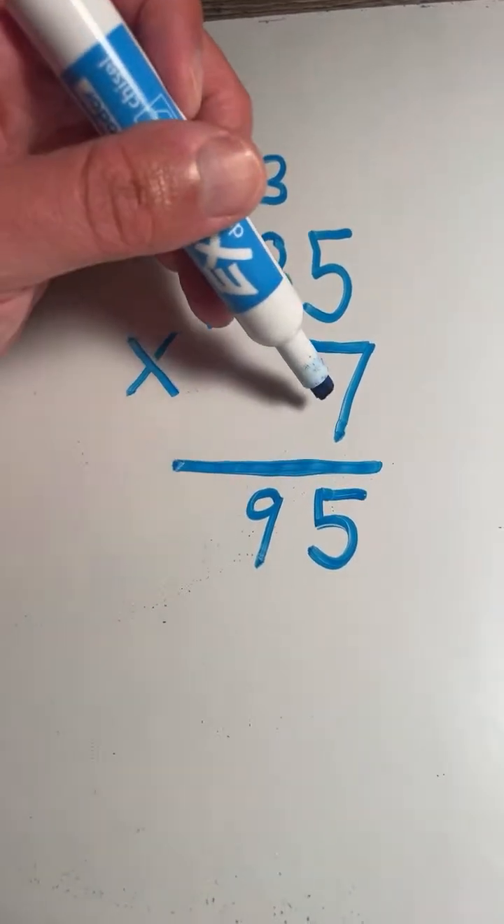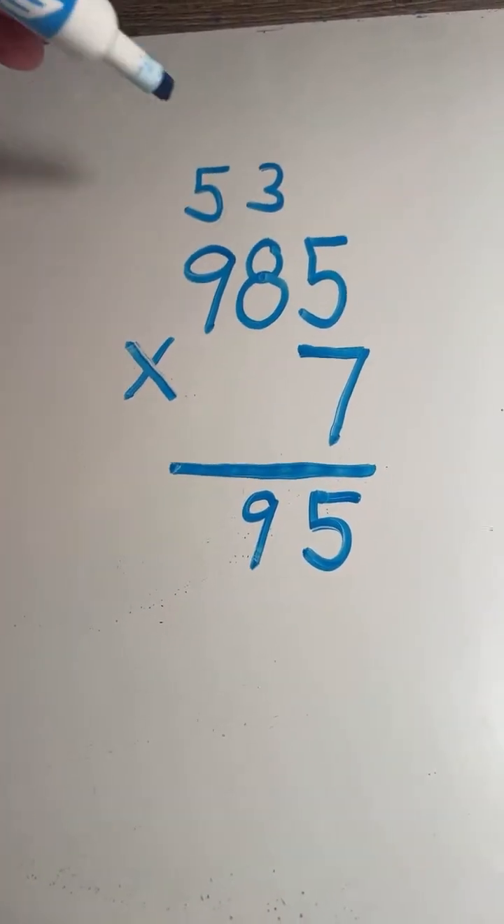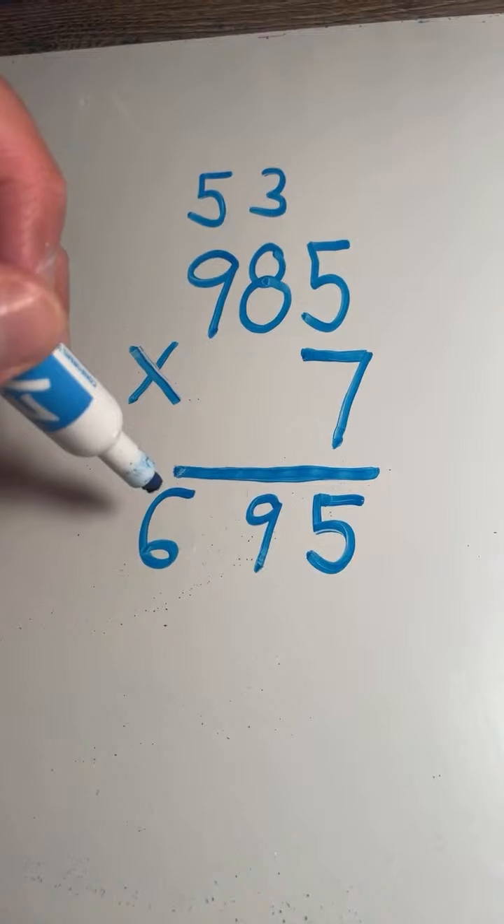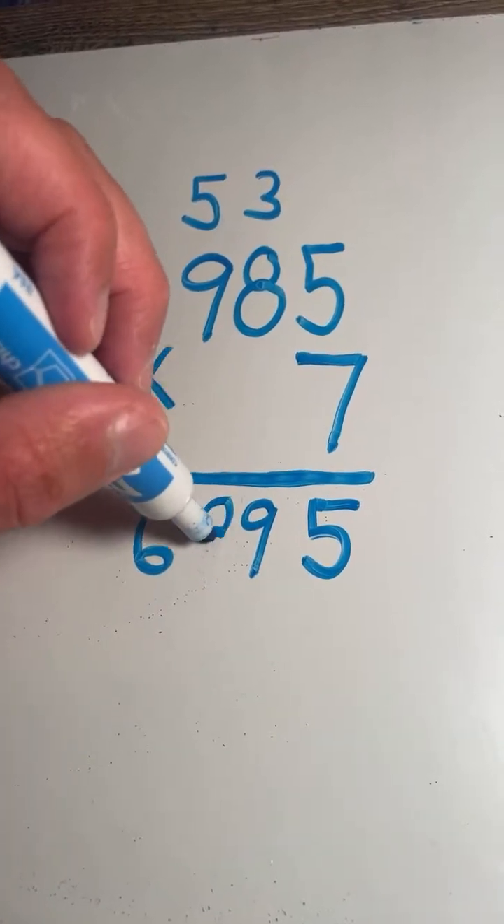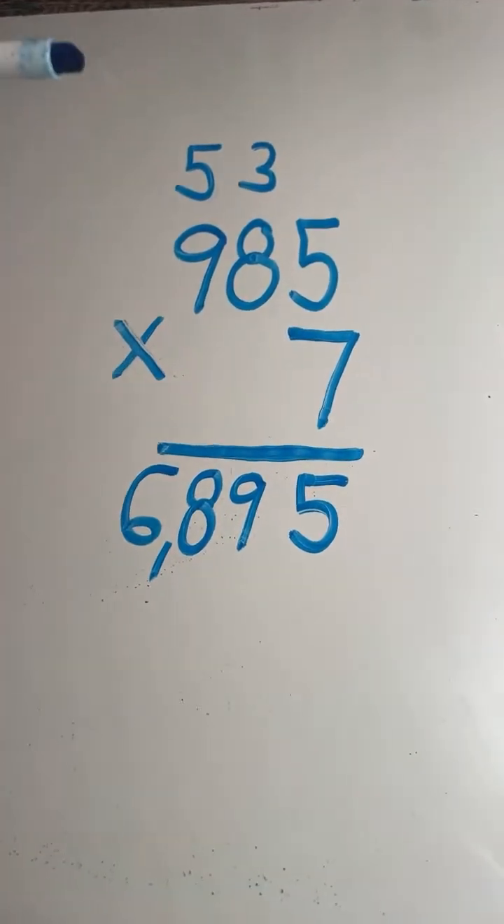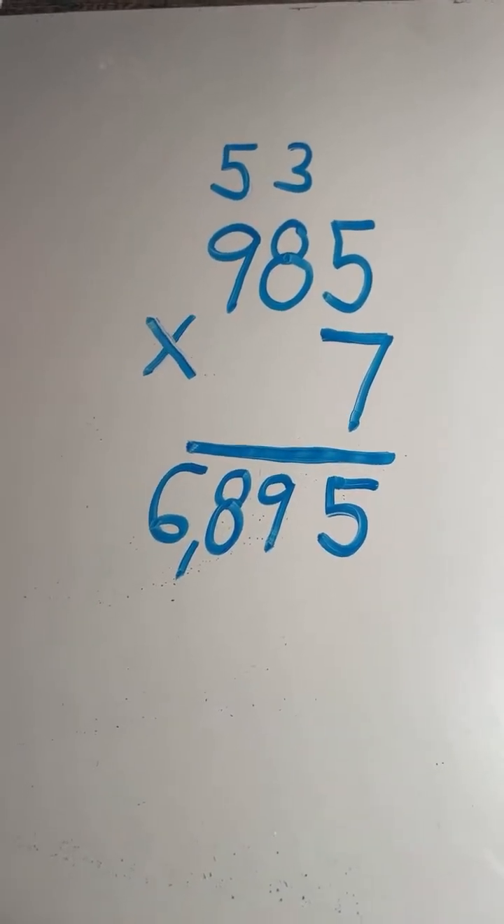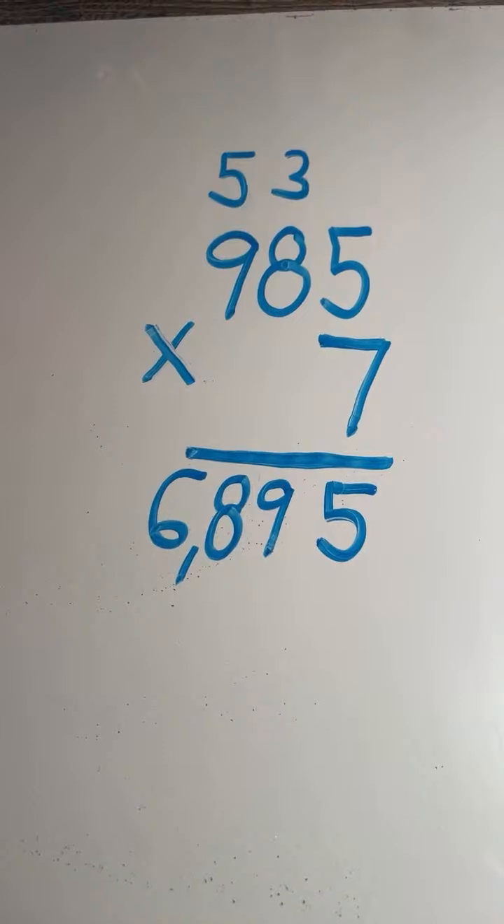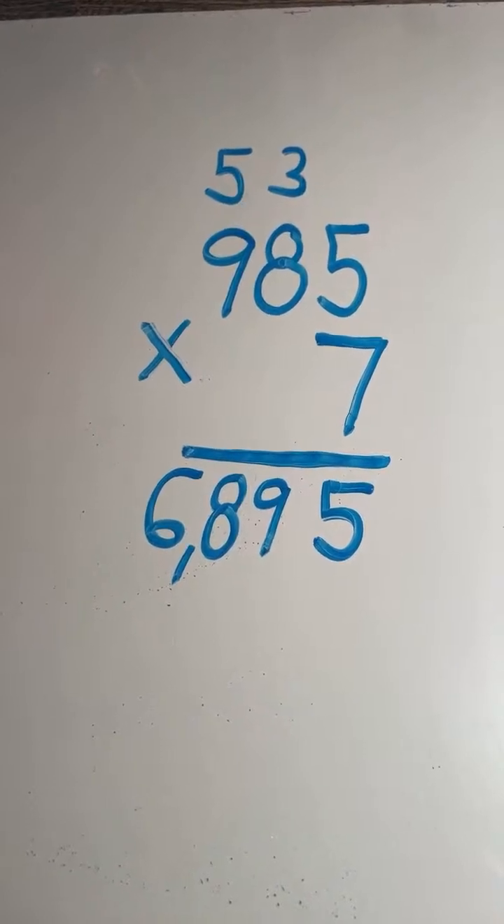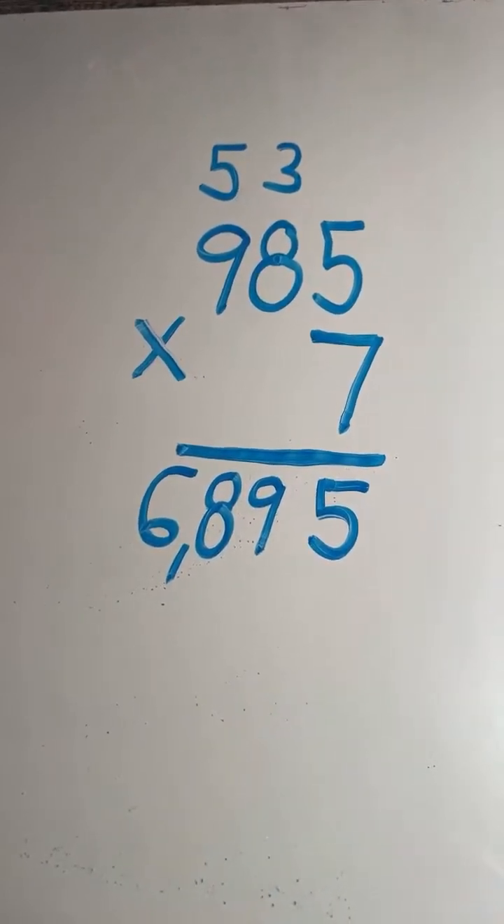9 times 7 equals 63, plus 5 equals 68. And we have our final answer. 985 times 7 equals 6,895.